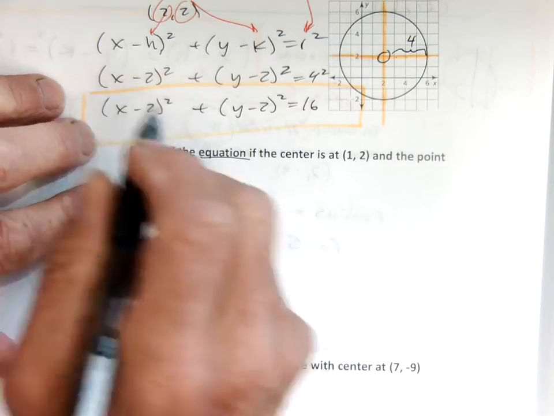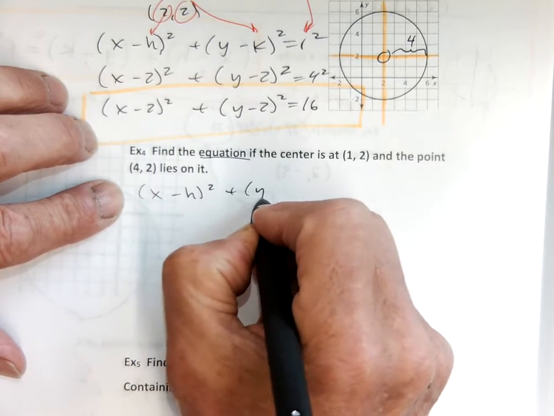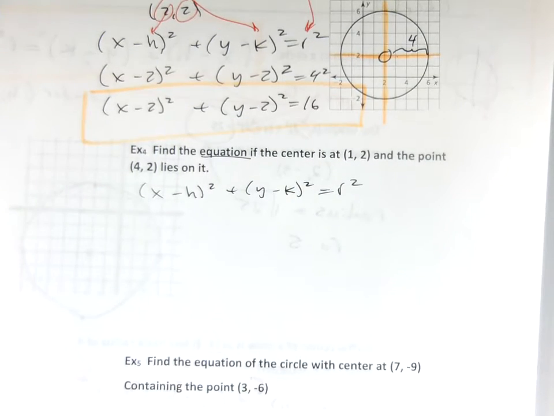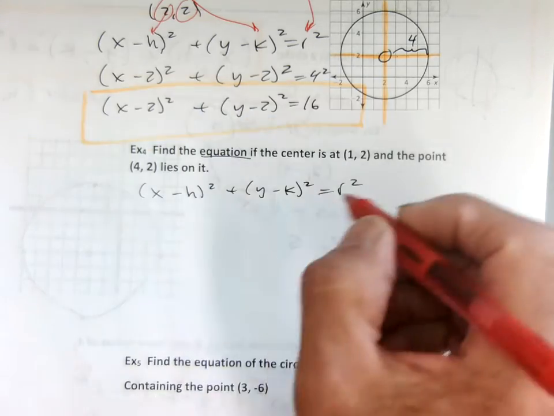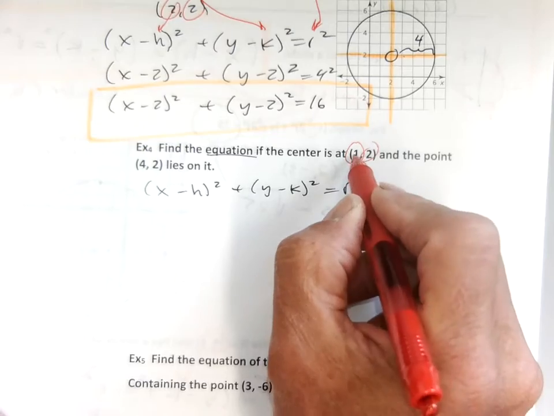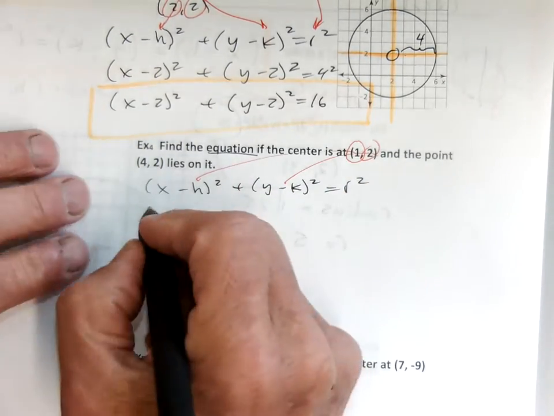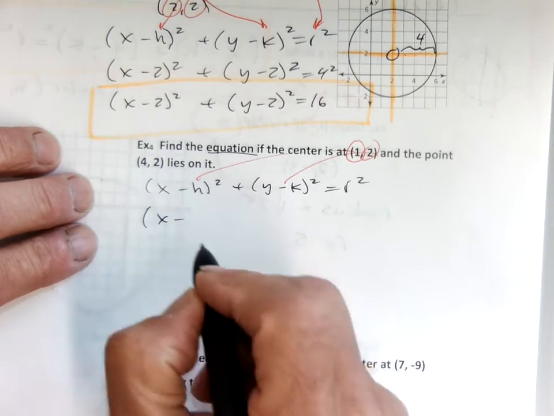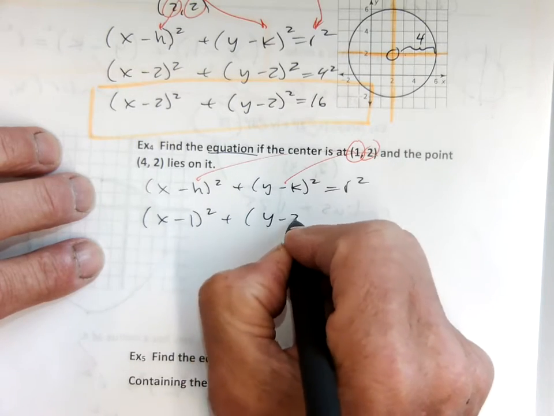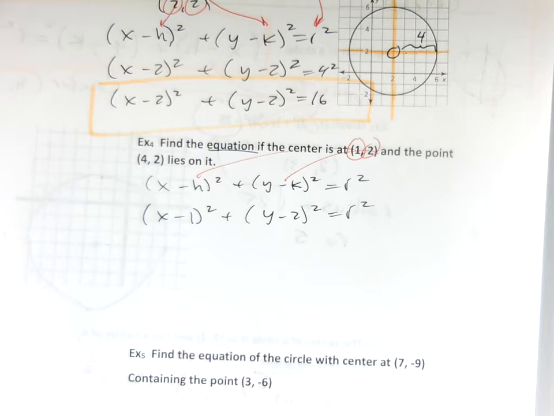I've got an x minus my h squared plus my y minus my k squared equals r squared, okay? I know the center's at 1, 2, right? So I'll plug the 1 and the 2 in. Center, put the 1 there and the 2 there, okay? So I'm going to write this as x minus 1 squared plus y minus 2 squared equals r squared. I don't know what the radius is, but I can find the radius.